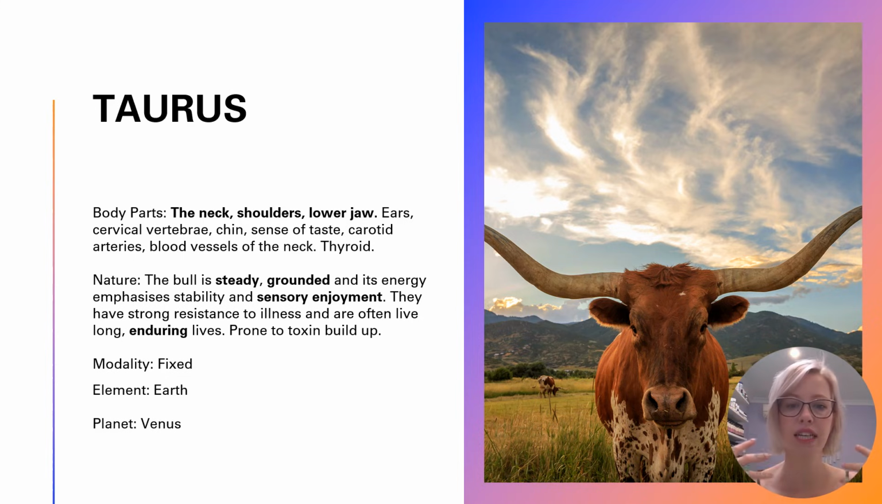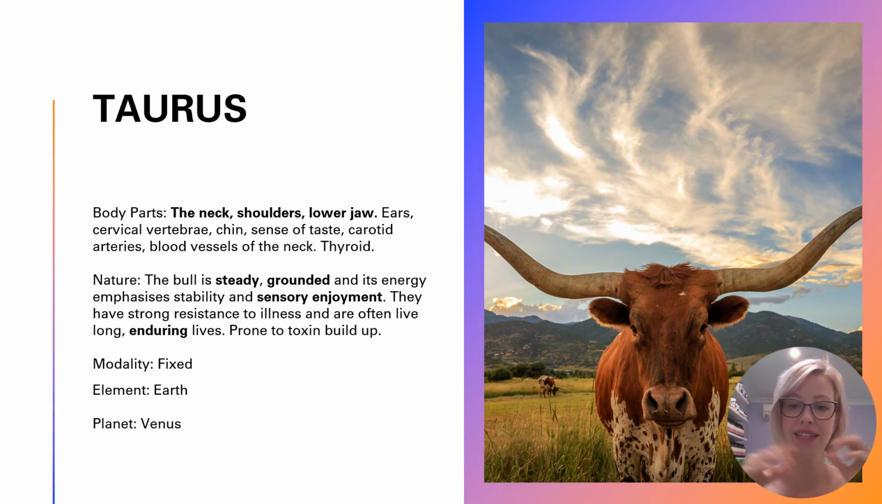So the bull is steady and grounded, and its energy emphasizes stability and sensory enjoyment. They have strong resistance to illness and often live the most long enduring lives. However, they are prone to toxin buildup. So anything that's happening in Taurus, we want to look at thyroid, neck, upper shoulders, but also they are prone to toxin buildup, and I'll explain that in a second.